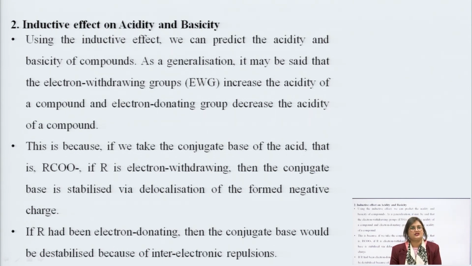This is because if we take into account the conjugate base of the acid, that is RCOO minus, if R is an electron withdrawing group, then the conjugate base is stabilized via delocalization of the formed negative charge. If R had been electron donating, then the conjugate base would be destabilized because of interelectronic repulsion.